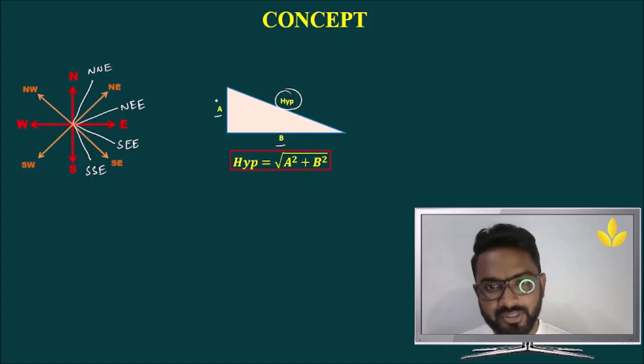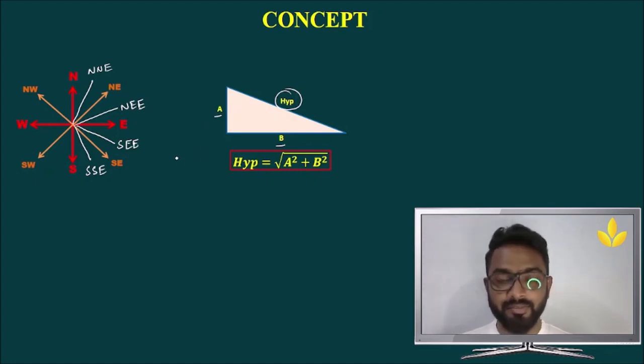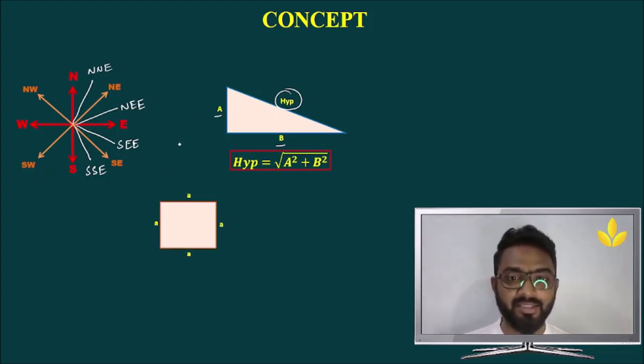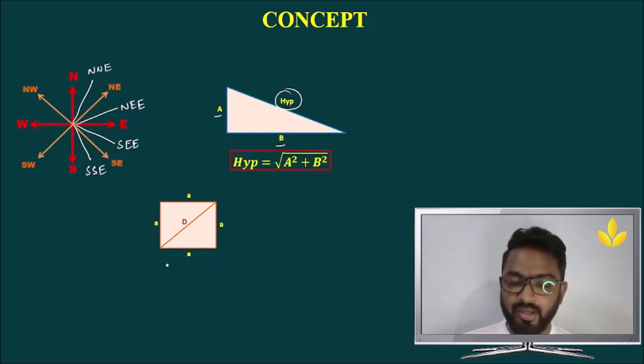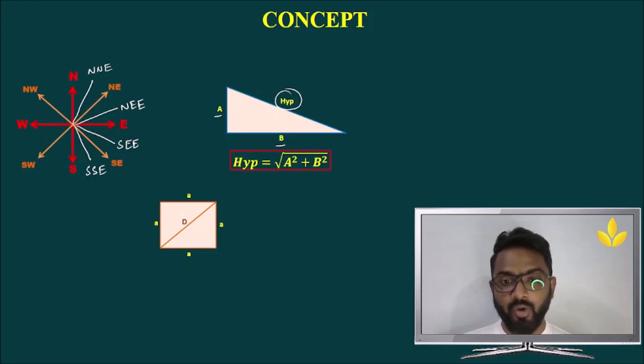Now according to this Pythagorean theorem, what is the diagonal of a square? That is something that we really need to know in order to solve direction sense questions in a faster manner. So suppose this is the square that you have. The square is of side A. Each side measures A units, and D is the diagonal of the square. So according to the Pythagorean theorem, what is D? D is nothing but the hypotenuse of this right angle triangle.